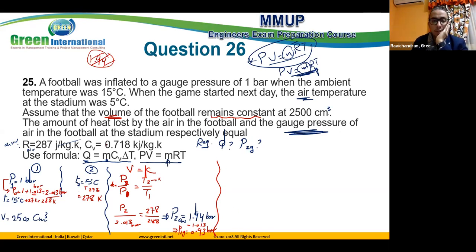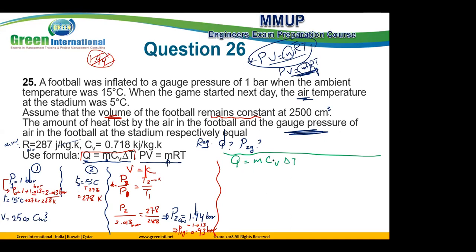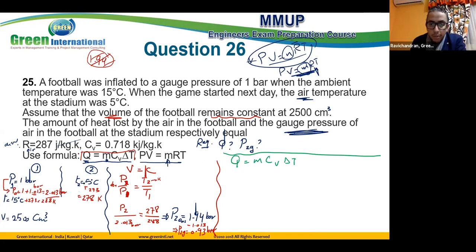That's the first requirement. Second required, you need Q lost, which is this one. So let's start. Q lost equals m Cv delta T. Delta T we have; use it in Kelvin. T1 we have; use this difference. Cv is given. Remaining is mass, so we need to calculate mass first.